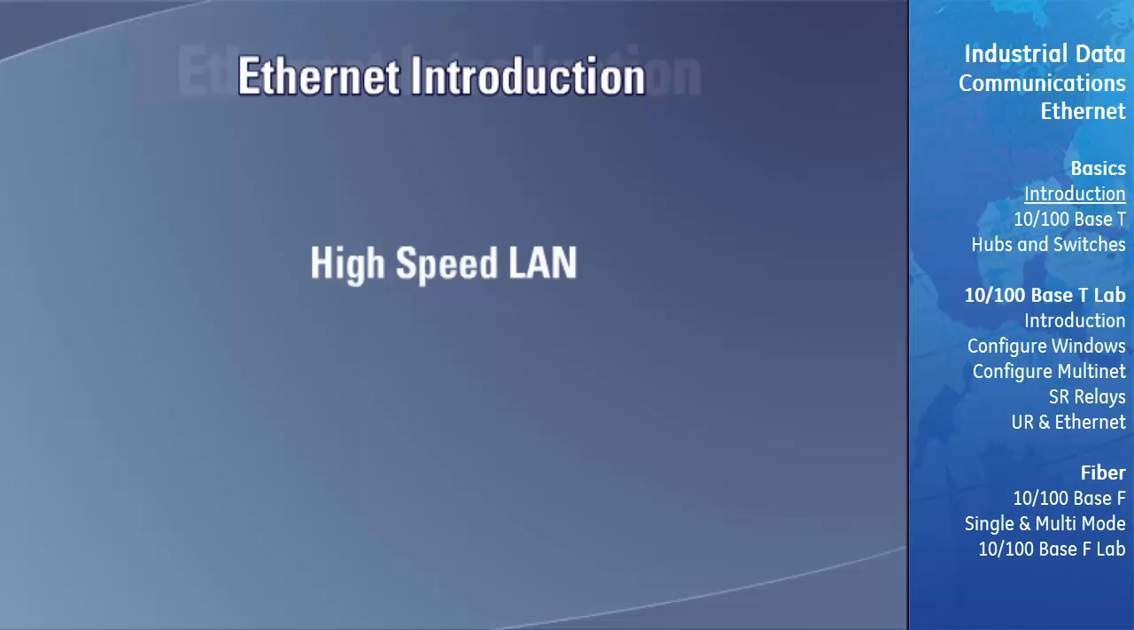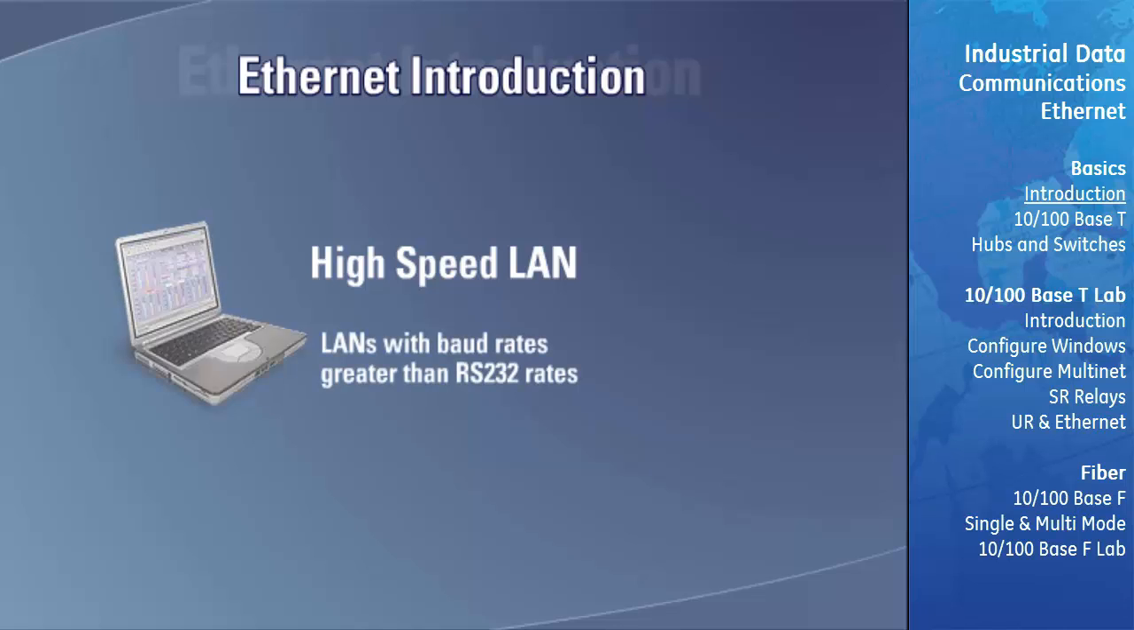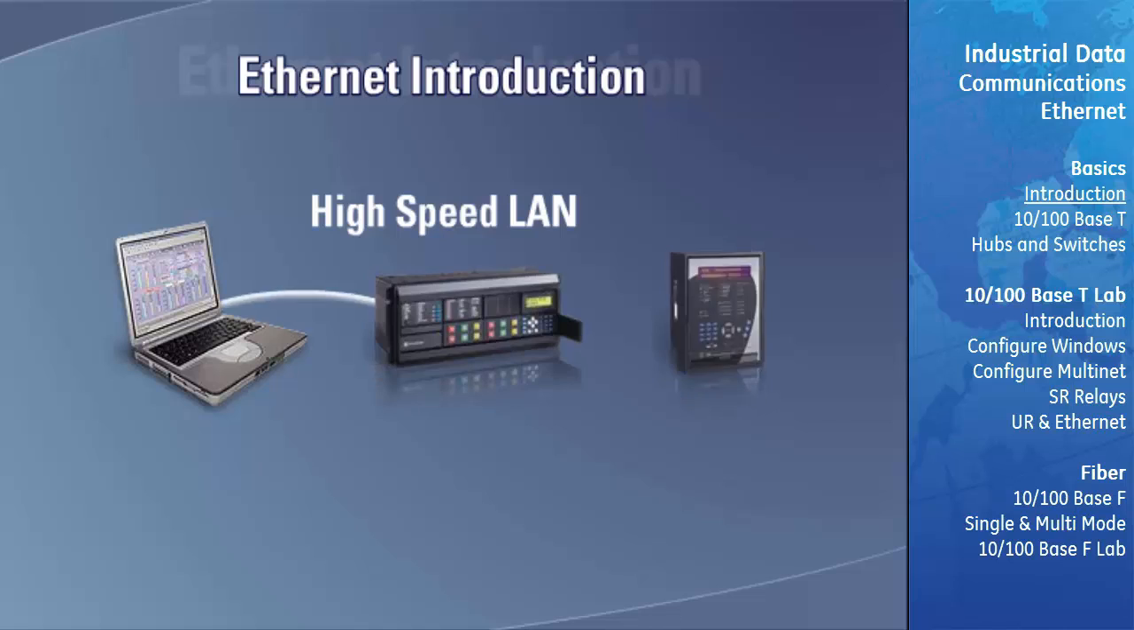The term high-speed LAN is open for interpretation as to what is considered high speed. The general consensus is that this term refers to LANs with baud rates that are at least greater than what can be achieved through a serial RS-232 port found on a common desktop computer. There are many high-speed LAN technologies on the market today, with some being closed and others open.